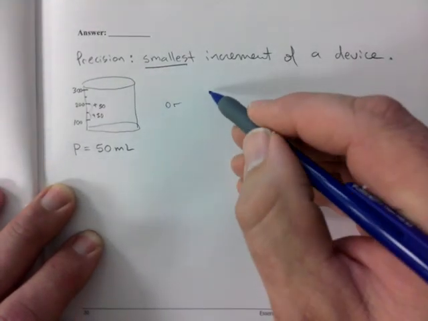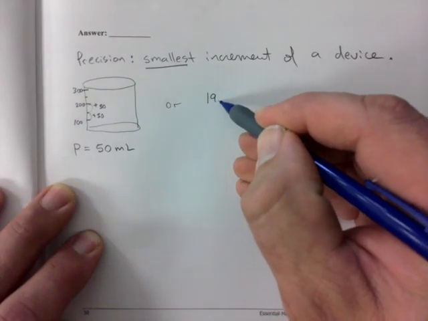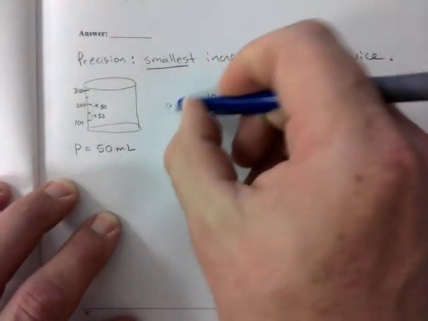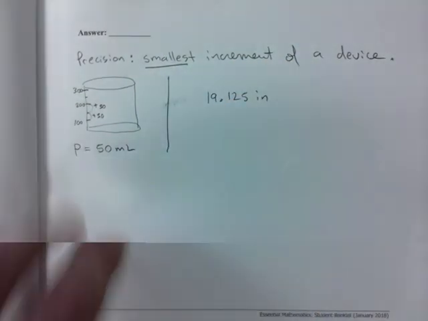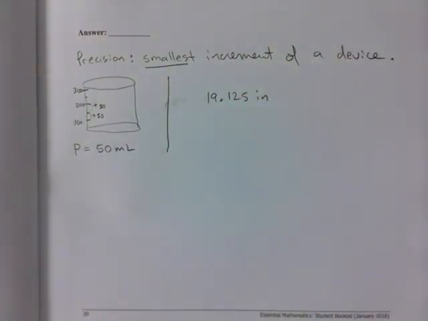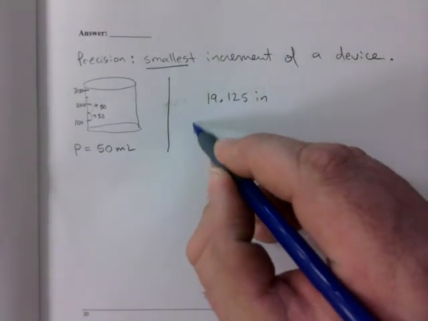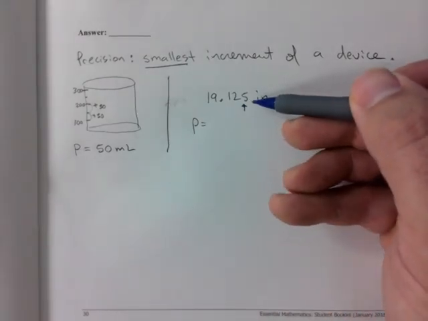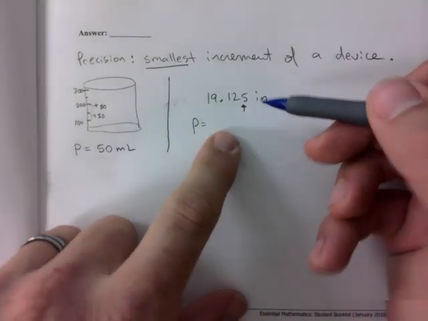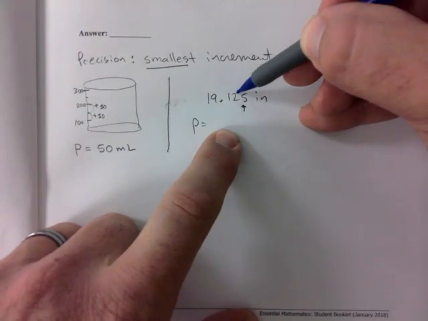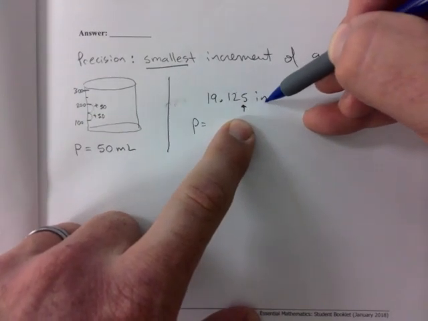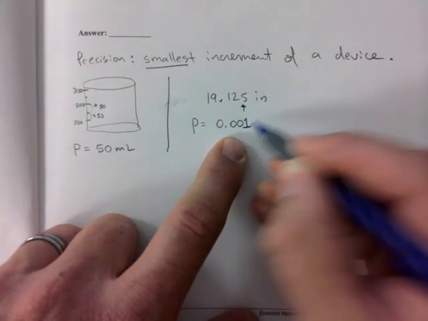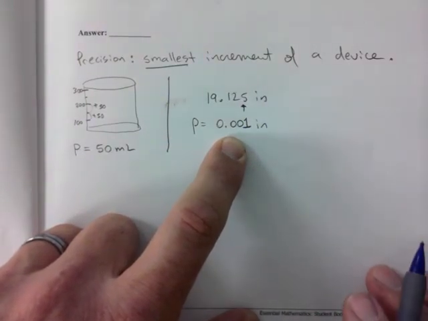Or I could give you this. I could give you a measurement. 19.125 of an inch. Let's just break this down. Yeah, the precision is actually found right here. This is telling you, if you have this number, that this device is capable of going up by 0.001 inch every single time. So this would be 0.001 inches. That's your precision.